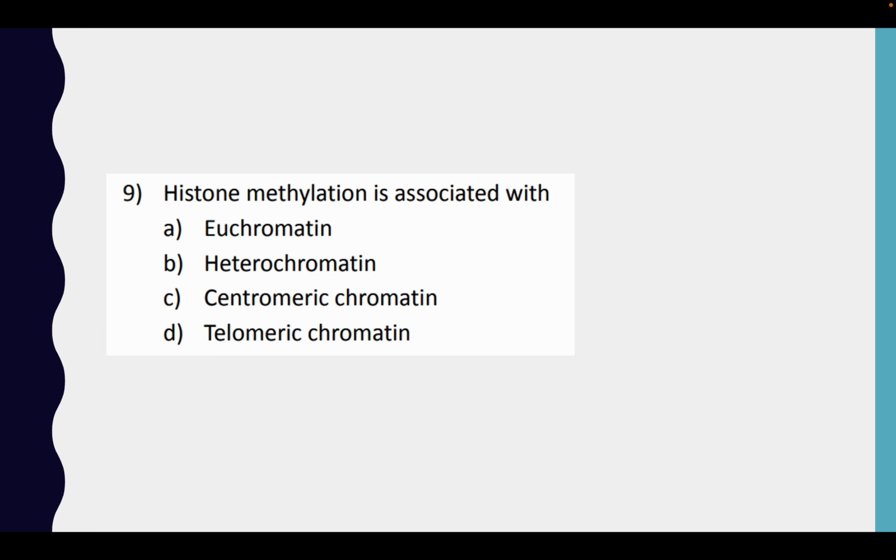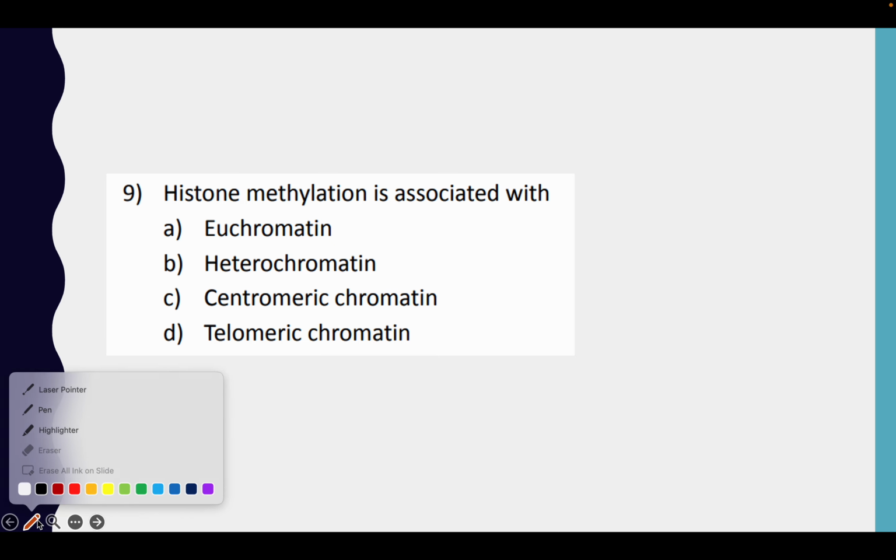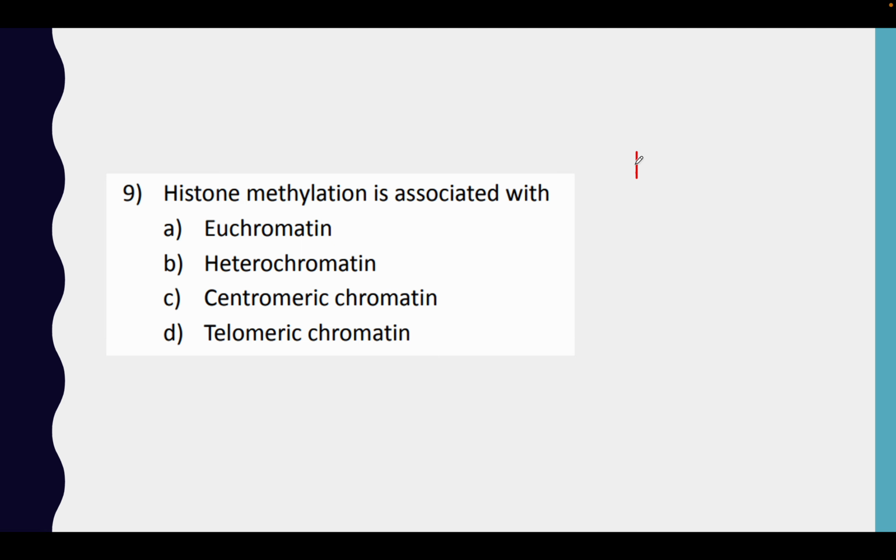So talking about histone modifications, one of which is histone acetylation. Acetylation is basically associated with euchromatin structure, whereas histone methylation promotes heterochromatin remodeling.